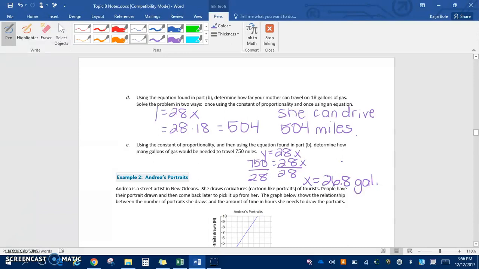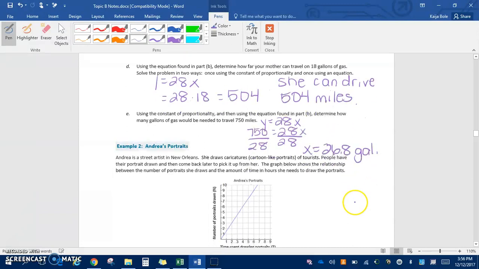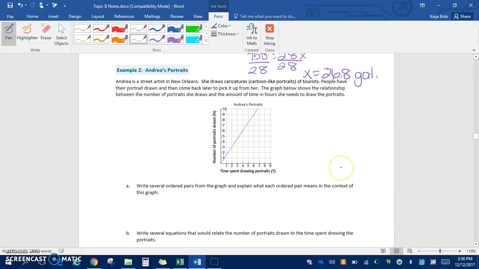Alright, we have one more example to get through here. Example 2. It says, Andrea is a street artist in New Orleans. She draws caricatures, which are cartoon-like portraits of tourists. People have their portrait drawn and then come back later to pick it up from her. The graph below shows the relationship between the number of portraits she draws and the amount of time she needs to draw the portraits. So first, part A says to write several ordered pairs from the graph and then explain what each one means.